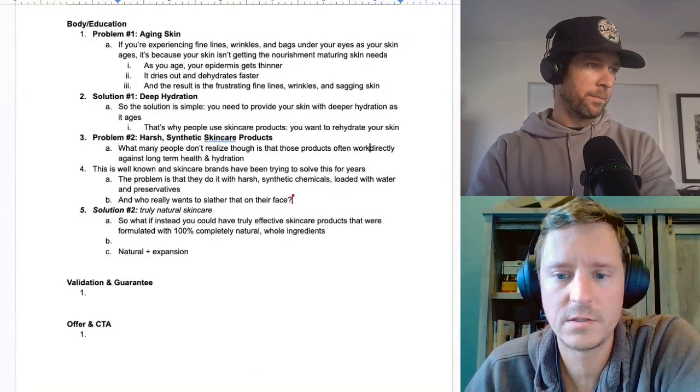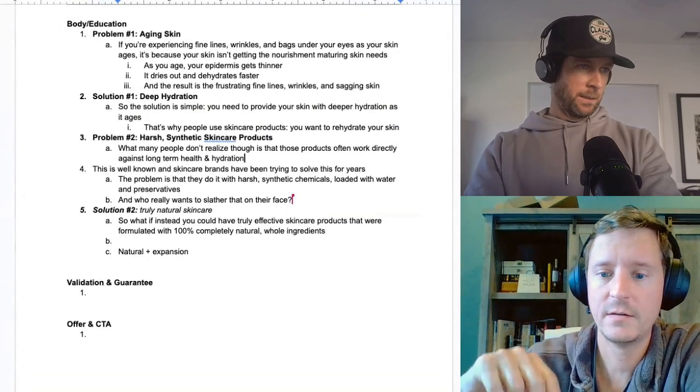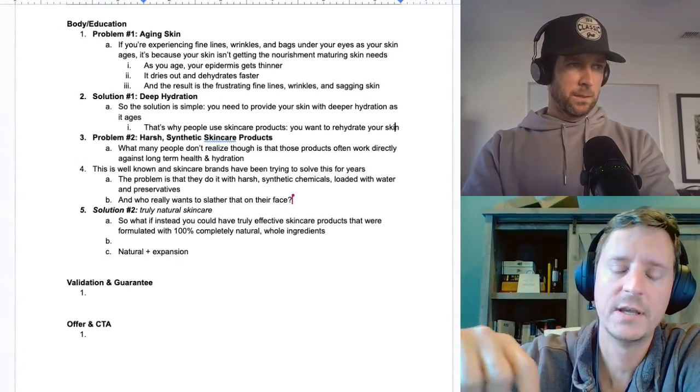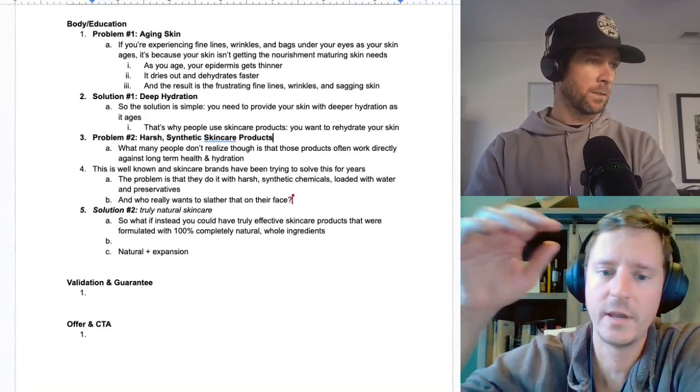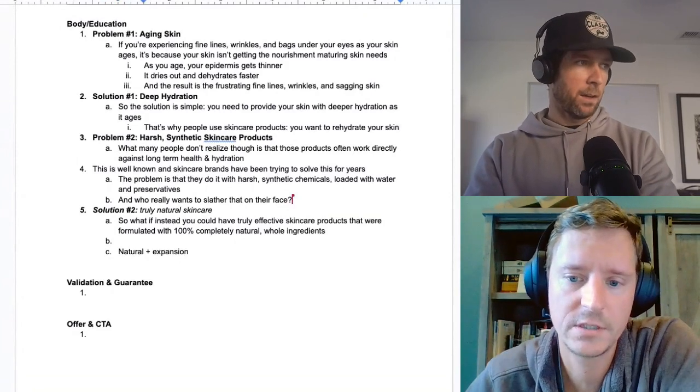It's actually the solution. Deep hydration is important. There were two parts of this: rehydrate your skin, or deep hydration, and then protect your skin ongoing. And it's important because the way you frame solution two is actually around that protection long term. Okay, so let's clarify that.